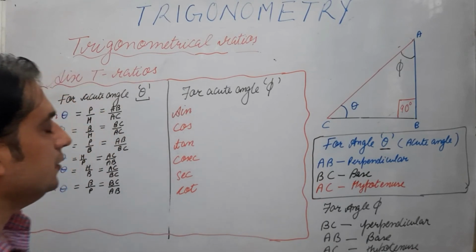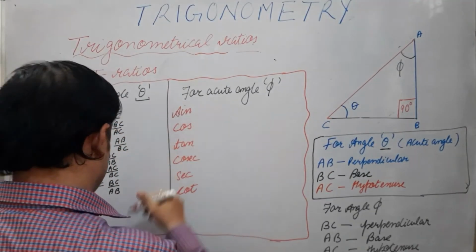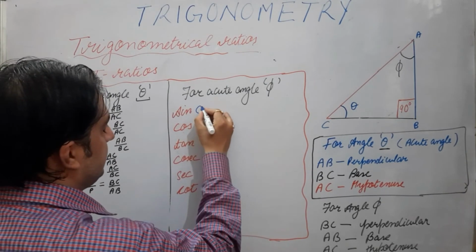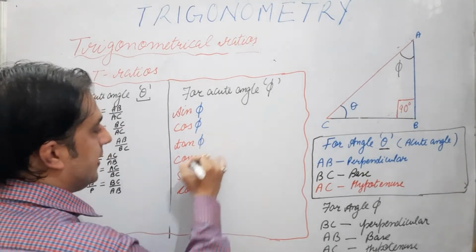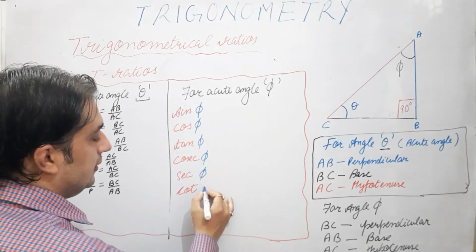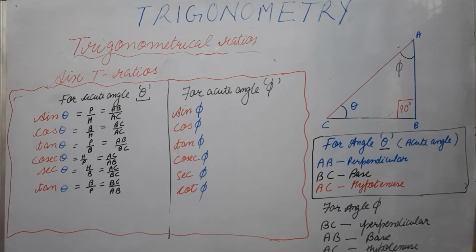Right. Now we will define the T ratios for this angle phi: sine of angle phi, cosine of angle phi, tangent of angle phi, cosecant of angle phi, secant of angle phi, and cotangent of angle phi.